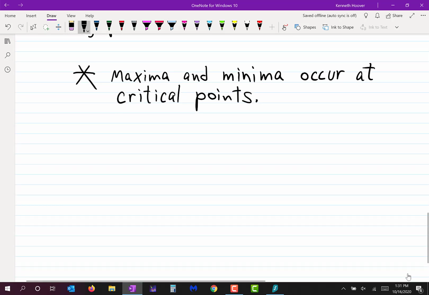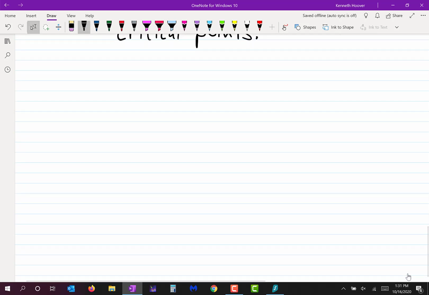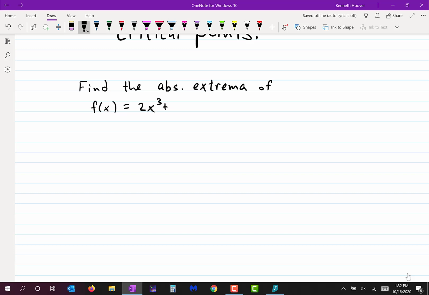Okay? So let's do an example here. Find the absolute extrema. That means the absolute maximum and the absolute minimum of this function 2x cubed plus 3x squared minus 12x on the domain from 0 to 3.